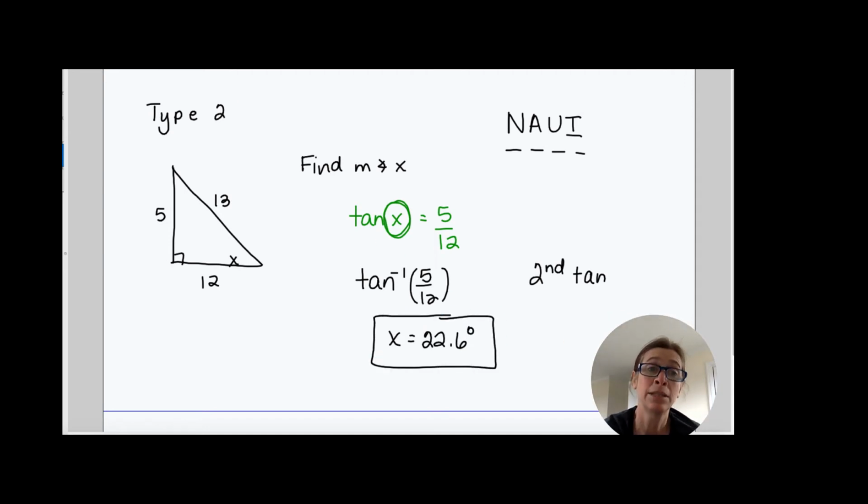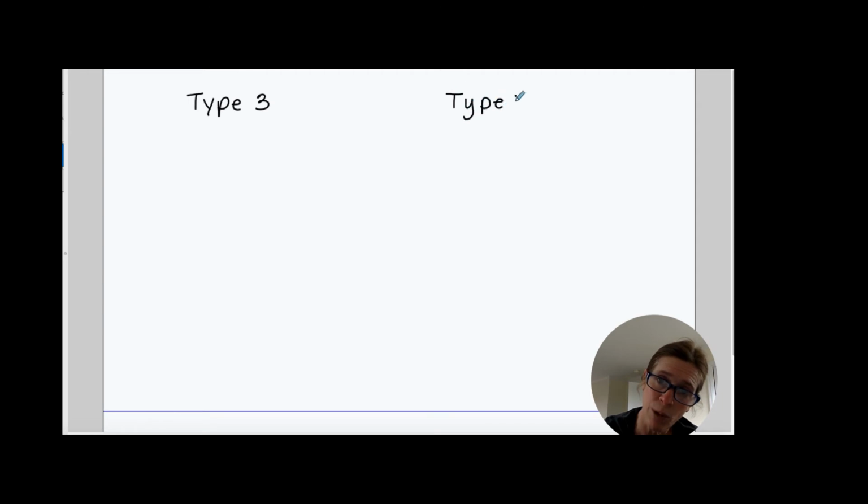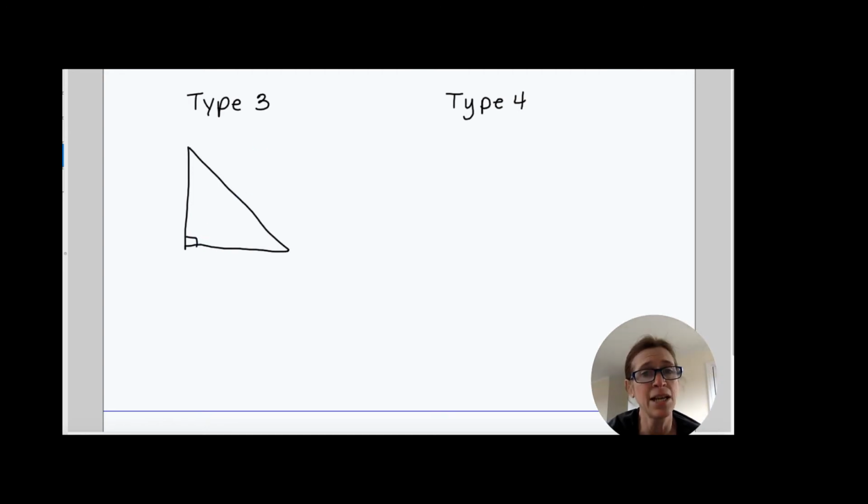All right, let's look at finding sides, type 3 and type 4. I give you, again, a right triangle, and I give you an angle measure of, say, 43 degrees, and I give you x, and I give you, I don't know, 15. And the question says, find x.